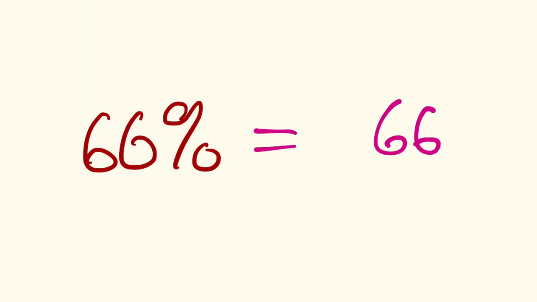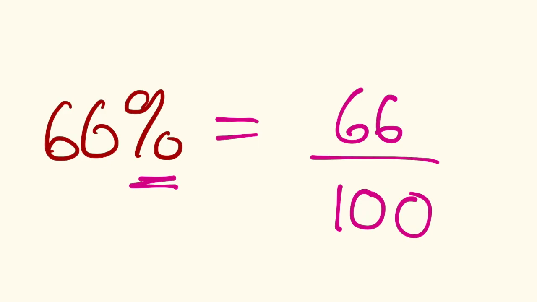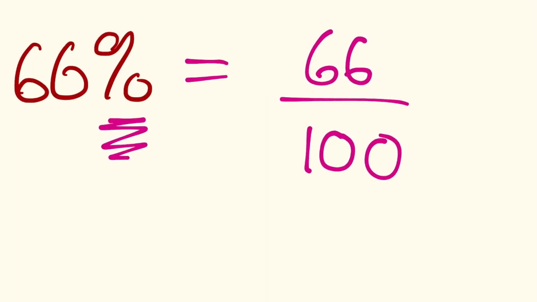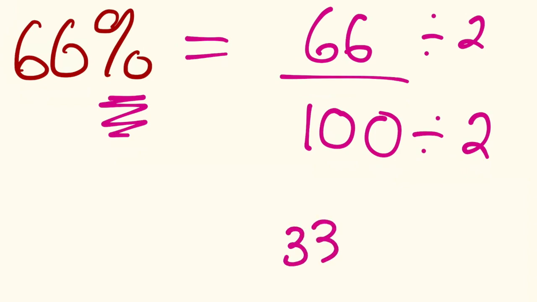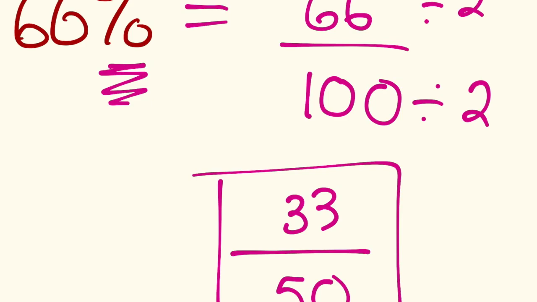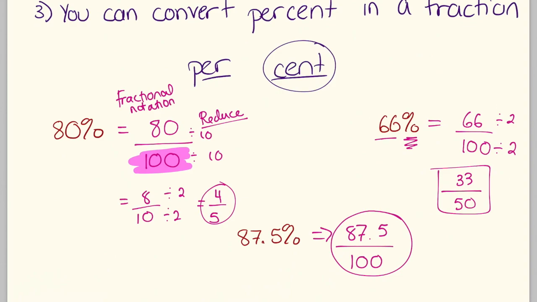We're going to do 66 over 100 because it's 66 per 100. You can keep it like this, but in my class, I encourage reducing. Usually the first thing people think of is that you can reduce both 66 and 100 by 2. So if I divide this by 2 and divide this by 2, you would get 33 over 50. And that is the reduced form of this percentage in fraction form. And so now we know what to do when we convert a percent into a fraction.